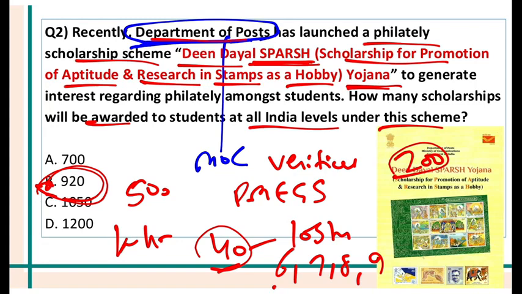This is the condition. And then the selection for the scholarship will be done on the basis of a written quiz of 50 multiple choice questions. So it's a great scholarship, where you can win 6,000 rupees per year, and it will be given to 920 students at the national level and 40 at the postal circle level.